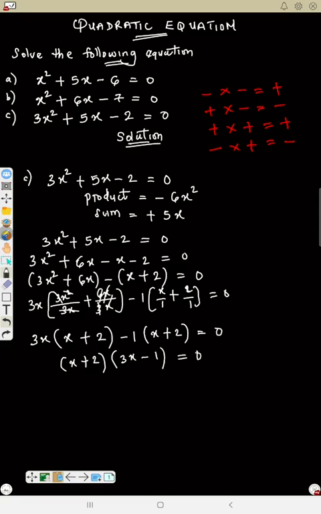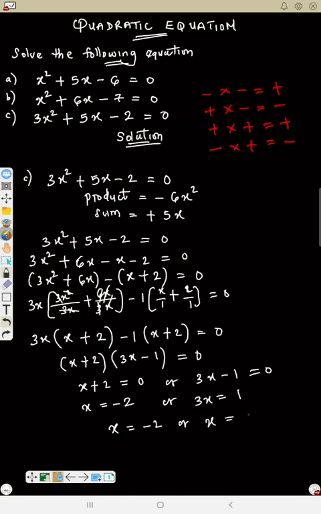Now for this equation to be true, then s plus 2 must be equal to 0, or 3s minus 1 equals 0. So here s is equal to minus 2, or 3s is equal to 1, because if this one should cross it becomes 1. Now s is equal to minus 2, or s equals 1 over 3. That is, divide both sides by 3. So that is the answer.